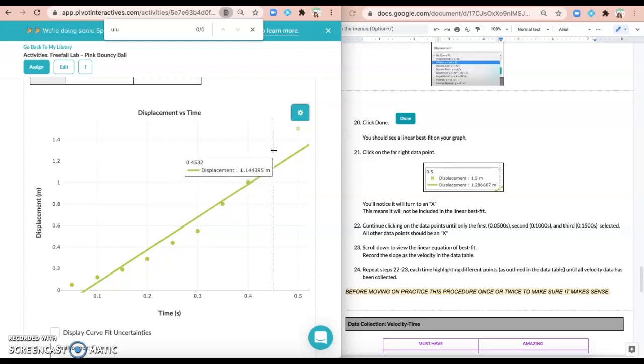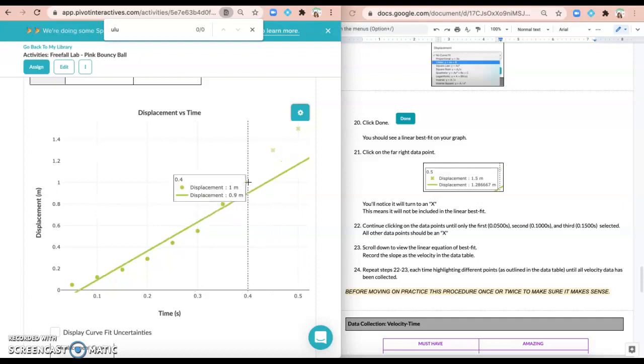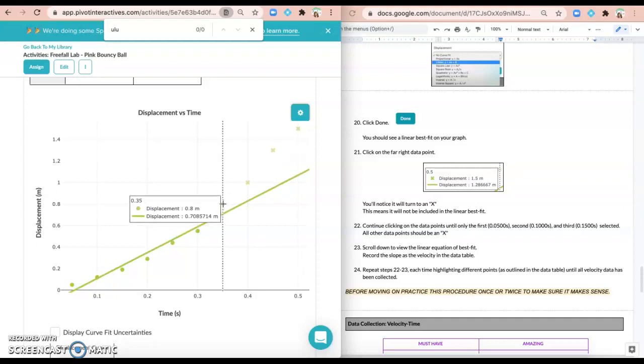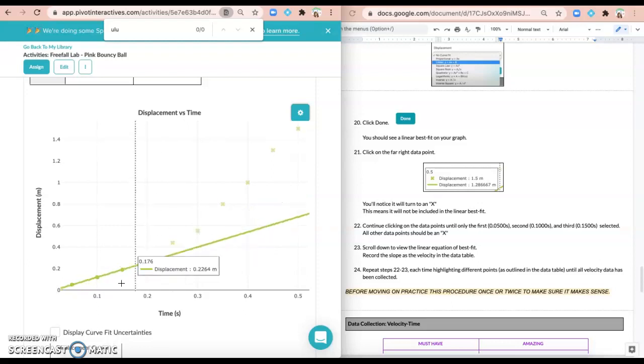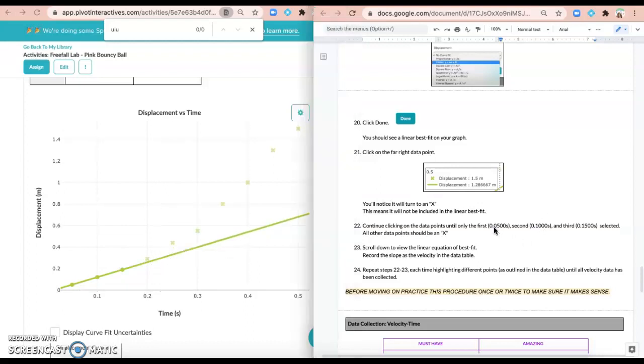So I'm going to go through and I'm actually going to X out all of these data points. It can be a little finicky at times to make sure you actually get the X. And I'm going to leave just the first 3 data points. Okay, so you should have your time of 0.0500 seconds, 0.1000 seconds, and 0.1500 seconds. So our first 3 data points are selected.